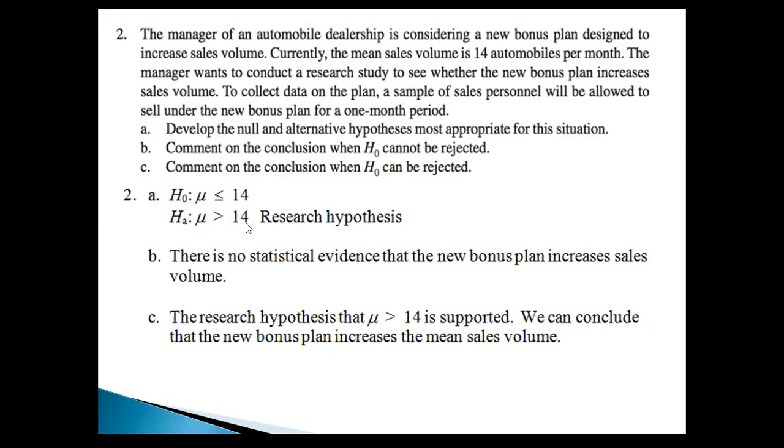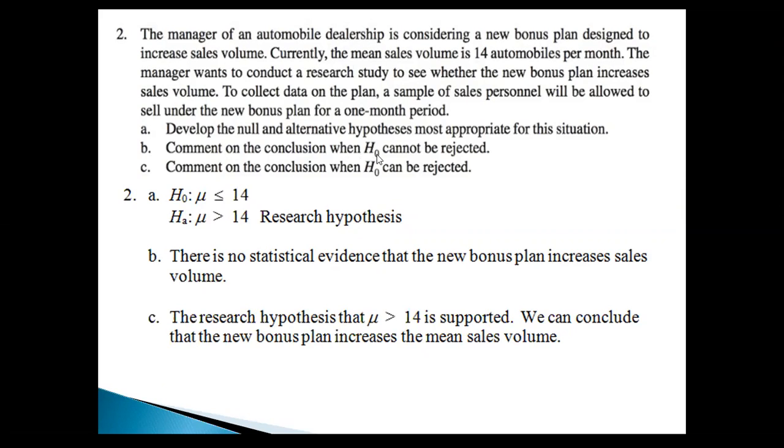And then the null hypothesis is always just the opposite of that. So it's going to be mu less than or equal to 14. Now remember, the null always has to include the equals. So if it's less than, it also has to be less than or equal to, or it can be just equal to, or it can be greater than or equal to. There can never be an equals in the alternative hypothesis.